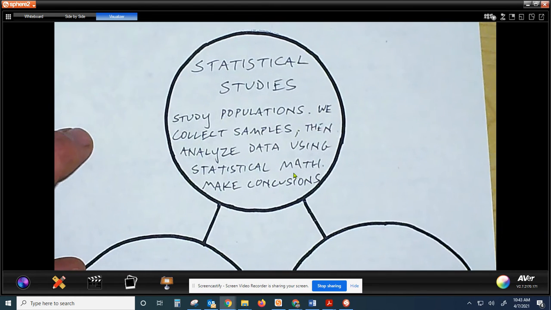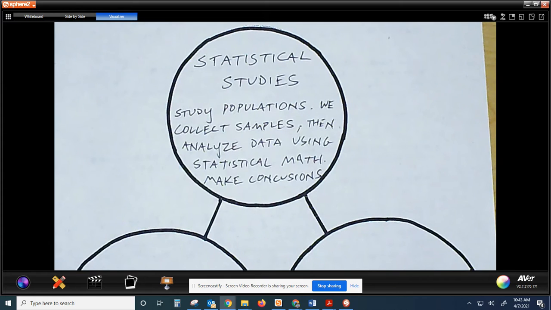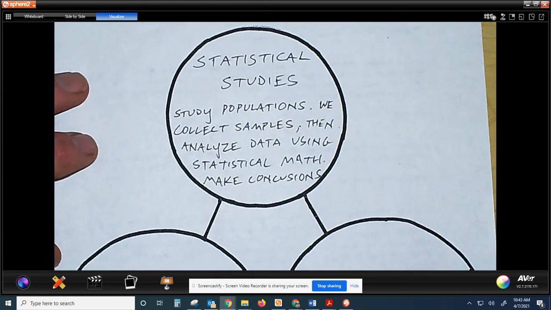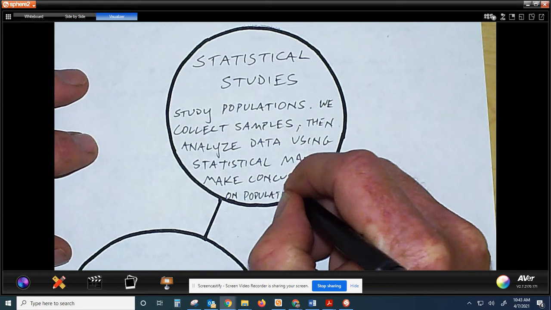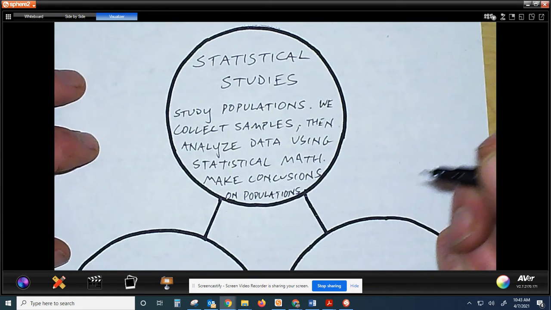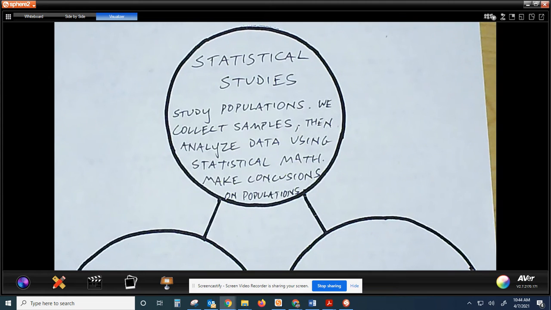And you don't just make conclusions about the sample, but you make conclusions on the population. So think about it. I'm going to study all the humans on Earth. I'm only going to take a sample of them. And if I follow the rules of statistical math, my sample lets me make a conclusion about all humans, or all students in third period, or all students in Mr. Mitchell's math classes, as we've done in the past. We have done statistical studies in this class.